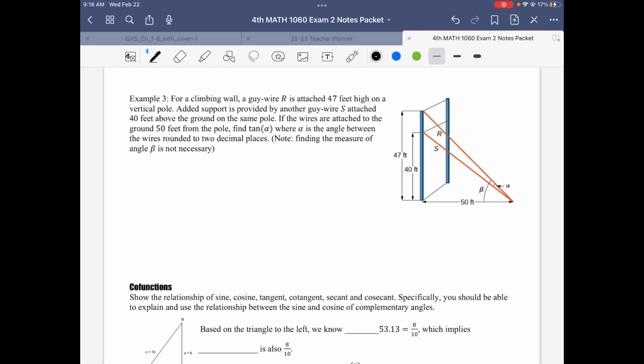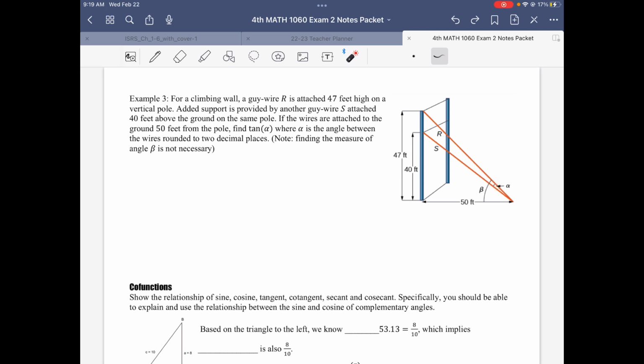Okay, we are going to do a story problem because this one's weird. So for a climbing wall, a guy wire R is attached 47 feet height on the vertical pole. Okay, so here's the vertical pole. And then the guy wire it's talking about is right here. Okay, and then another one is also attached. So we've got one here and then we've got one here that get attached to this pole. Okay, we know that this is 50 feet away. And we know that beta is this big angle and the alpha is this little baby angle.